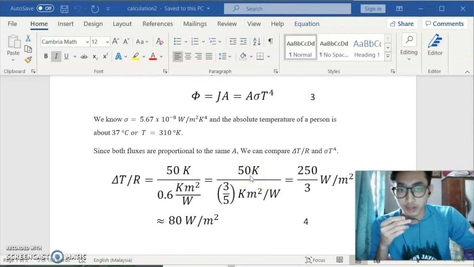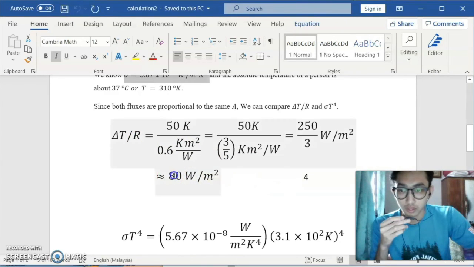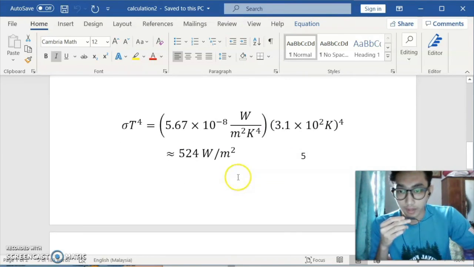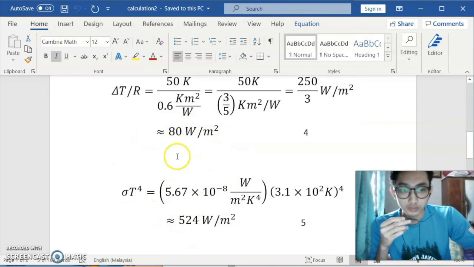The problem does not ask us for an absolute value for the thermal energy emitted. It just asks which is more important, since both fluxes are proportional to the same A. We have to compare delta T per R and the constant times T to the power of 4. We can get the answer for delta T per R in equation 4. The answer is 80 watt per meter square, and the constant times temperature to the power of 4 is equal to 524 watt per meter square. The radiation loss is almost 6 times bigger.